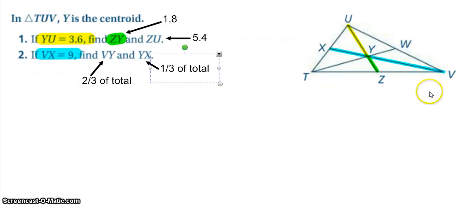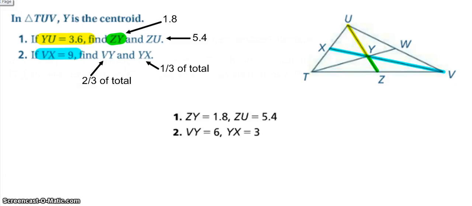When we're looking at VX, VX is the entire median from vertex V down to our midpoint X. So we know that VY will be 2/3 of the total distance, and YX will be 1/3 of the total distance, which then tells me that VY is 6 and XY is 3. So there are all of your answers for that.